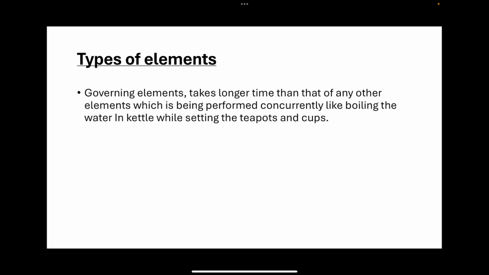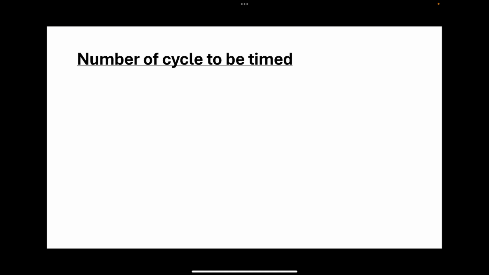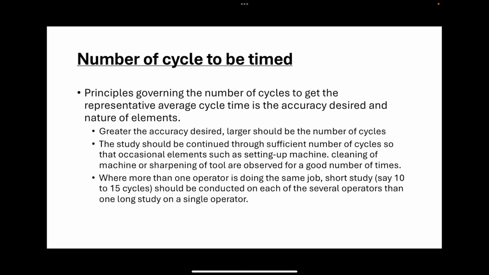Then you can classify elements into governing elements, which take longer than any other element being performed concurrently, like boiling the water in a kettle while setting the teapots and cups. Then you have foreign elements, which are found after the analysis not to be a necessary part of the job, like sanding the edge of a board before planing. So we have discussed how we can divide the job into different elements. Now we will see how to determine the number of cycles to be timed. The principles governing the number of cycles to get the representative average cycle time are the accuracy desired and the nature of the elements.